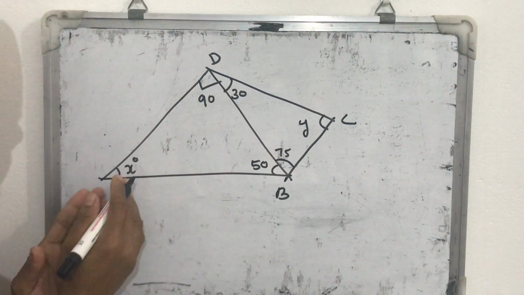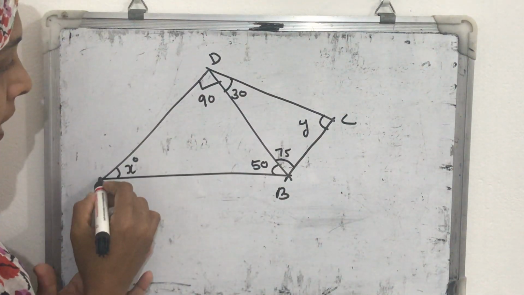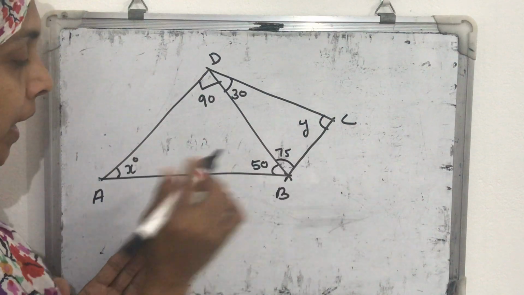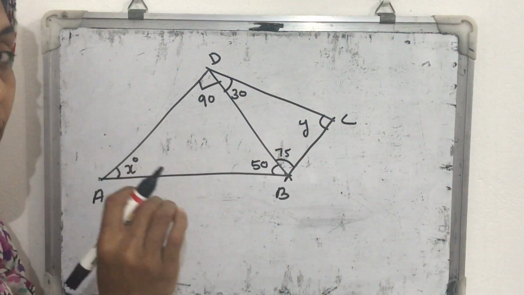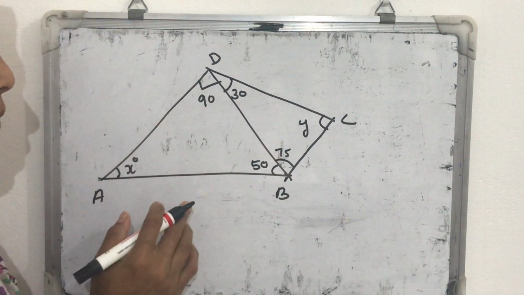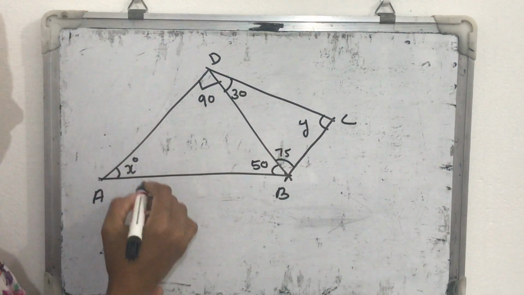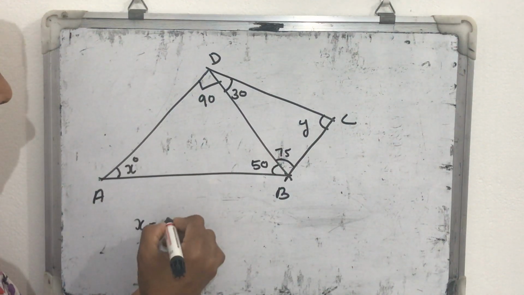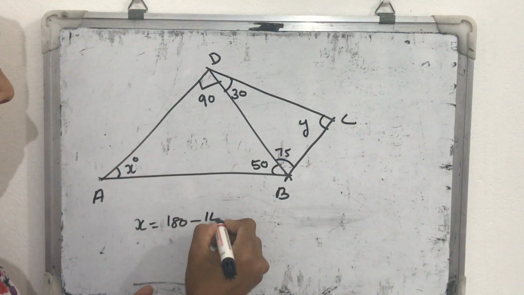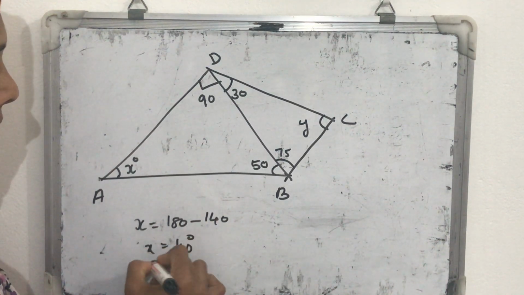Okay, so first we can consider x. For that we consider this triangle ABD. We can consider only this triangle ABD. Then using the angle sum property of a triangle, the sum of the angles of a triangle will be 180 degrees. So x will be equal to 180 minus (90 plus 50), that is 140. That means 40 degrees. x is equal to 40 degrees.